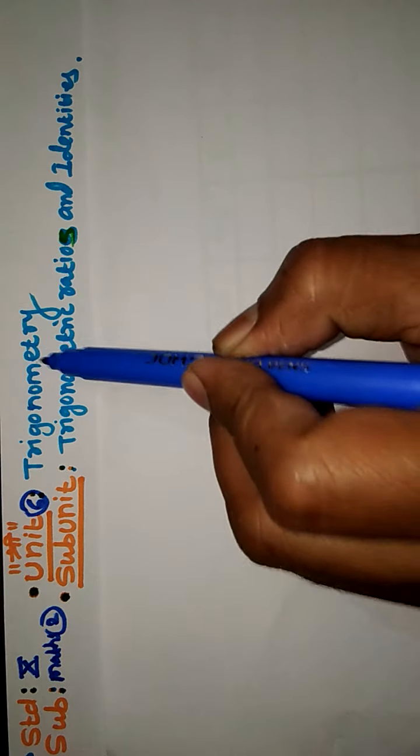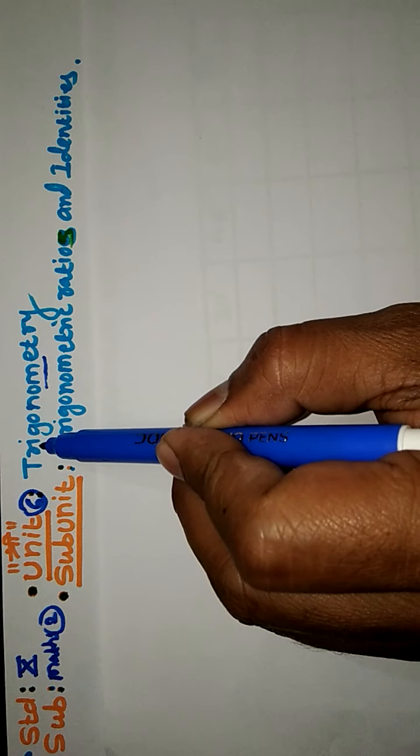Students, we know trigonometry is a branch of mathematics that is useful to find answers. For example, the distance between a ship and the sea shore, or the height of a tree. It is a useful branch of engineering, astronomy and navigation.